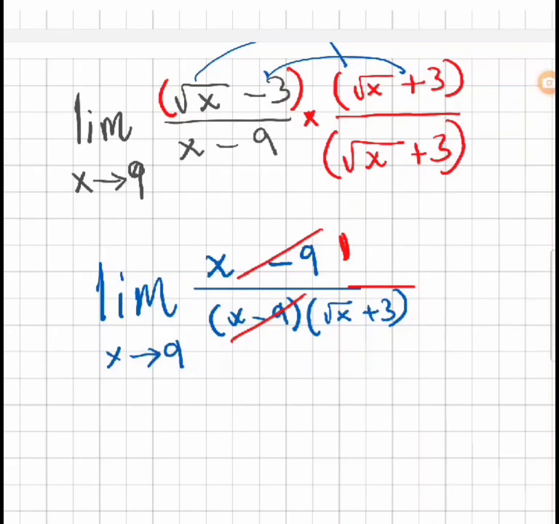So now at this point, notice that we can cancel x minus 9. And so what we have left over is the limit as x approaches 9 of 1 over square root x plus 3.